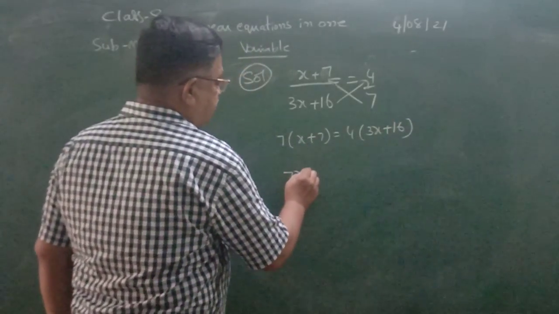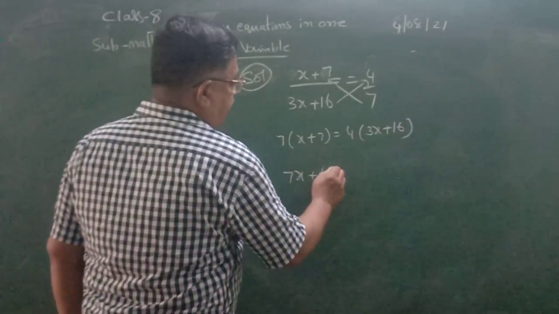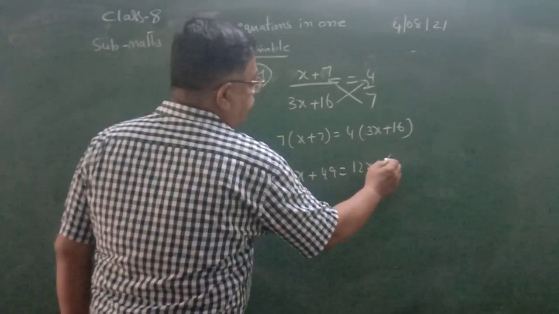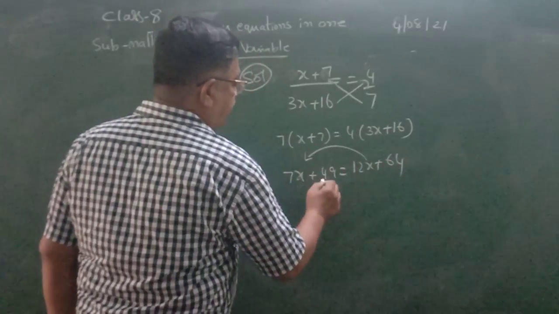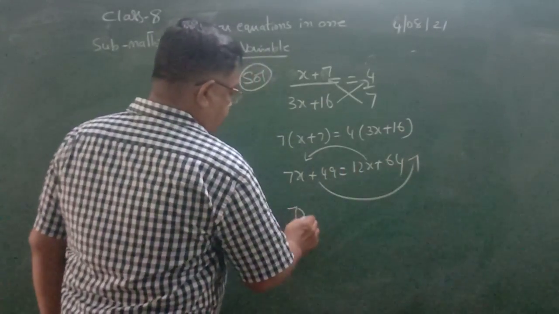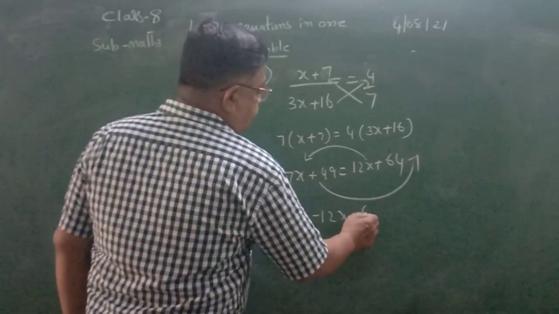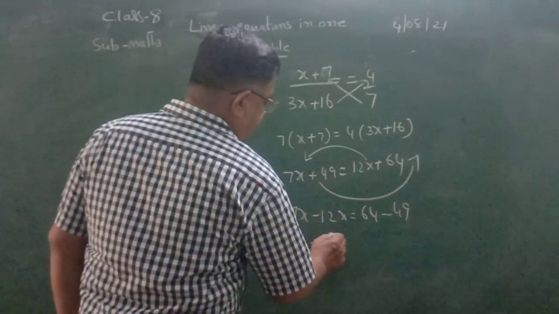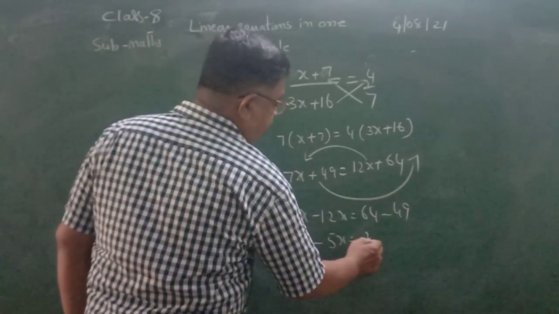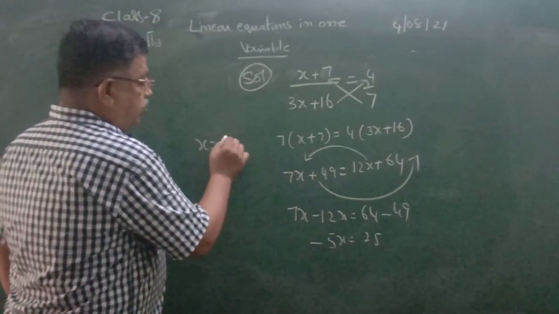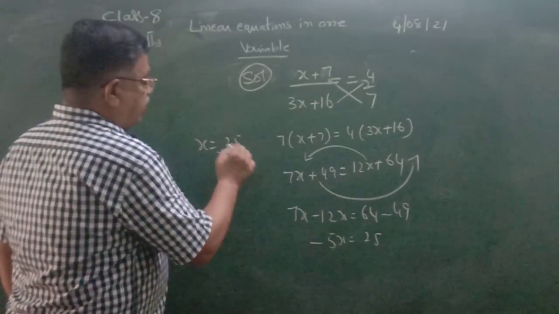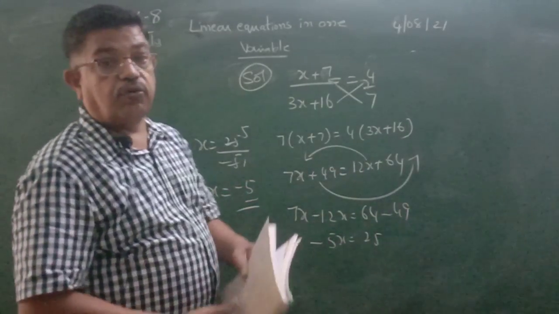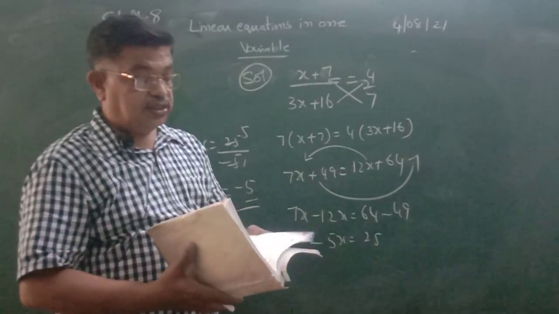7 into x, 7x. 7 into 7, it is 49. 4 into 3x, 12x. Plus 4 into 16, it is 64. Bring 12x to the first side and take 49 to the other side. 7x minus 12x is equal to 64 minus 49. 7x minus 12x, it is minus 5x. 64 minus 49, it is 25. x is equal to 25 by minus 5. 5 ones are 5, 5 fives are 25. So, you got x is equal to minus 5. This is how we solve linear equations.